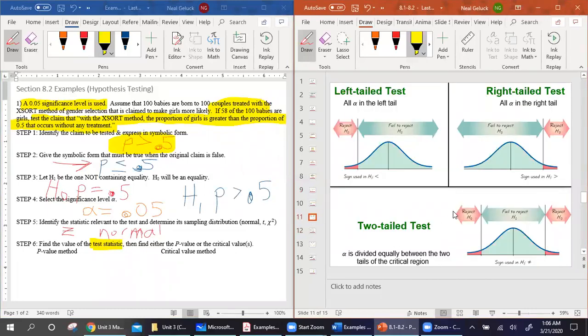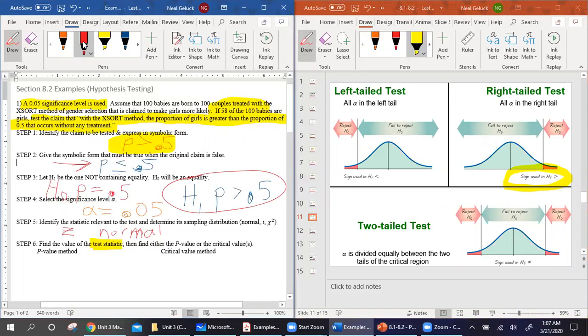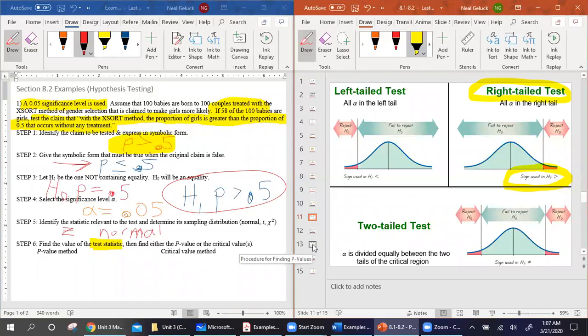To figure out my p-value, I have to know what type of test I'm doing. Since the sign used in my alternative hypothesis, which is over here, was a greater than, this is a right tail test. Okay, so that is important. This is a right tail test. And actually you have a little flow chart, and this is also printed on your green packet.